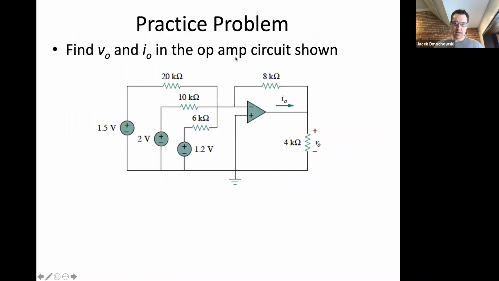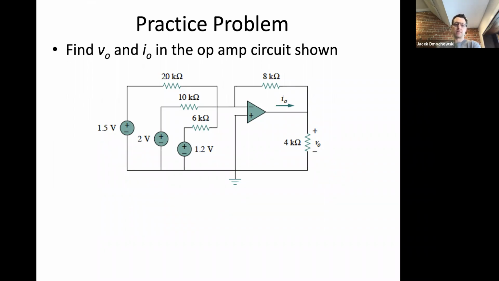All right, let's do this practice problem. And again, I want your help with this. Who can tell me how I can determine the value of V naught in this picture? So this is a summing amplifier.